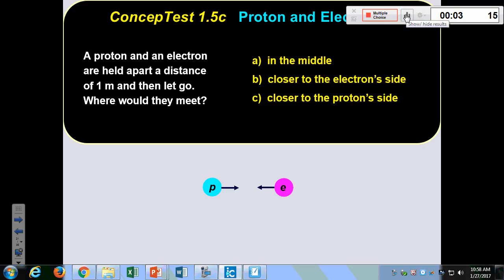Where would they meet when you let them go? All right, we'll stop at, say, 25.